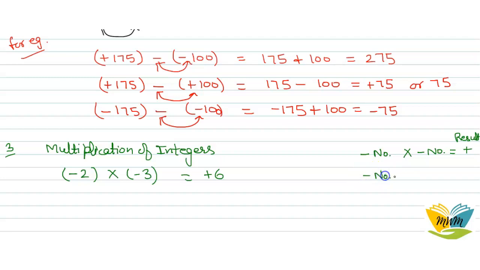If one negative number is multiplied with one positive number, plus and minus means result will be negative. Plus minus minus, that means result will be negative. And positive number when multiplied with positive number, plus and plus and plus means plus, we get the positive result. By using the same rule here, we will multiply minus 2 and minus 3 and get plus 6.